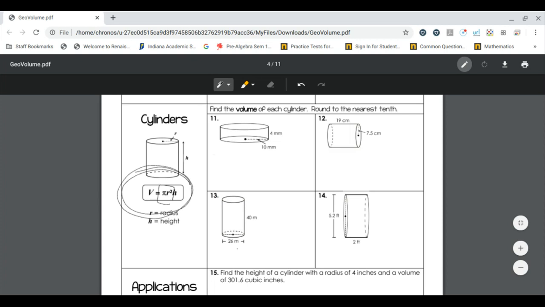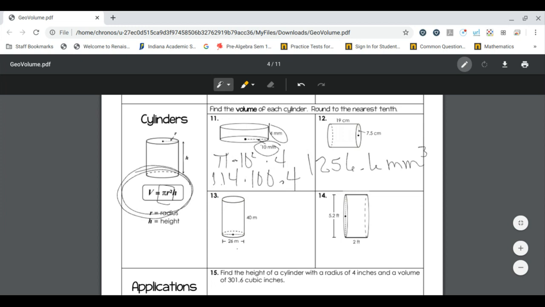I'm going to multiply everything by pi. So you could use 3.14 times, here's my radius. We have to square that, right? So this would be 100, all times the height, which is right here, which is 4. So I would take 3.14 times 100 times 4. Just letting you catch up there. So you would get 1,256 millimeters cubed. Do not forget that cube. That's how I know it's volume.